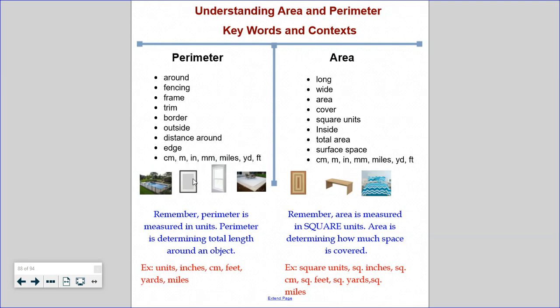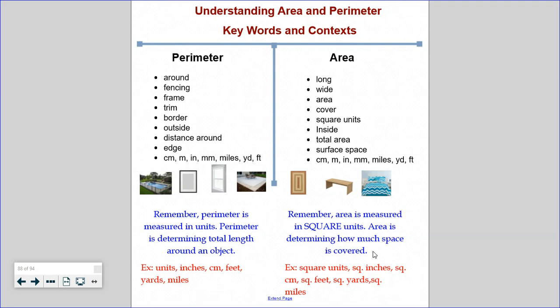So for perimeter, remember perimeter is measured in units. Perimeter is determining the total length around an object. So the units might be units, inches, centimeters, feet, yards, miles. Remember, area is measured in square units. Area is determining how much space is covered.